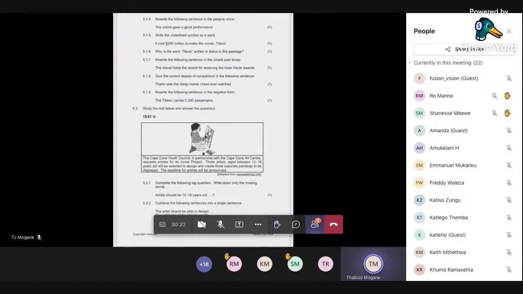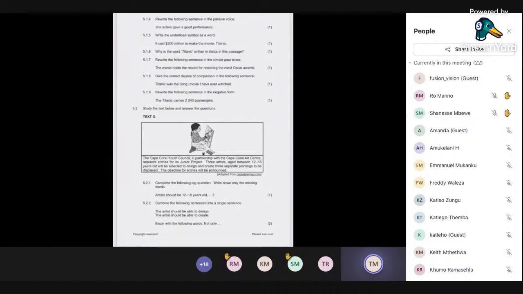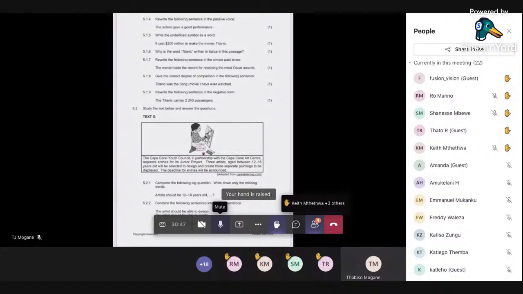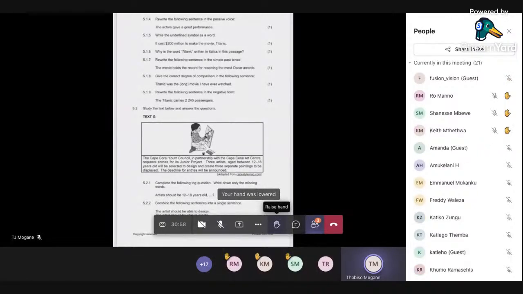Now, Shanice, why is the word Titanic written in italics? Okay. It's the title of the movie in this case. In this case, guys, you need to be very specific as to what title this is. So this speaks about the movie, the Titanic. So you couldn't just say it's the title and you leave it like that. You should be as specific as you can and state that it is a title of a movie. Let's move on to the next question.